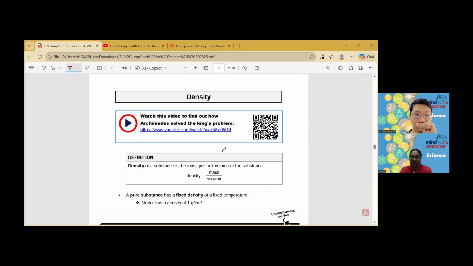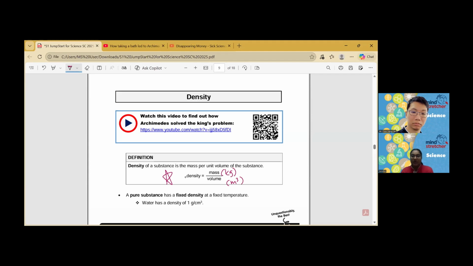So since it's a mixture, the density was different from the original gold. So if the crown was completely gold, then it should have been a different density. So let's take a look at what density is. This is the formula that you need to know. Density is the mass per unit volume of a substance. And usually for mass, in this case, will be kg, and for volume will be meter cube.